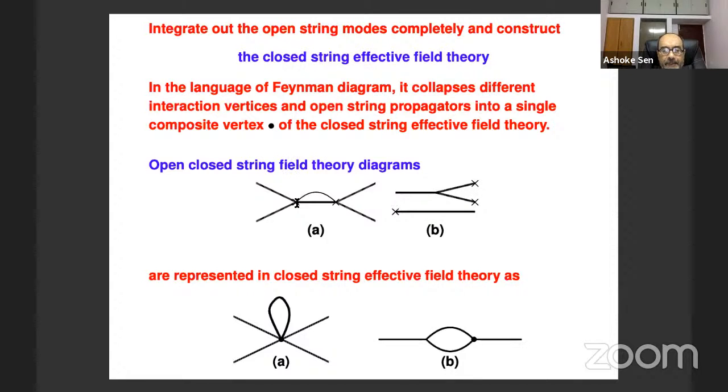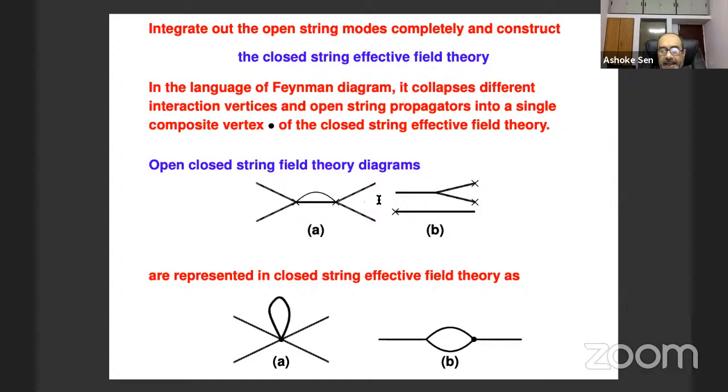So here I have given an example. We had seen this diagram in open closed string field theory. If you want to represent this as a Feynman diagram in the closed string effective field theory, we collapse these two vertices and the open string propagator into a single composite vertex. So you get a diagram like this.